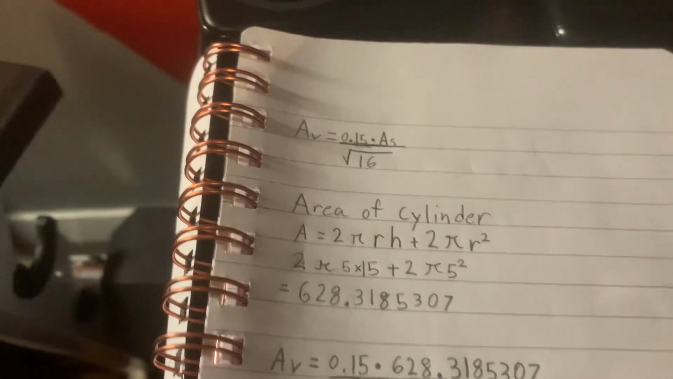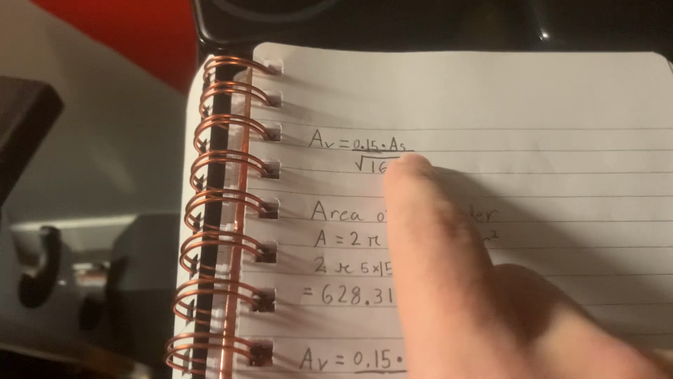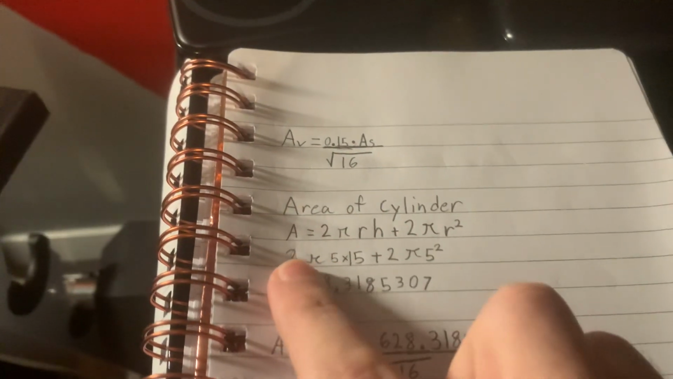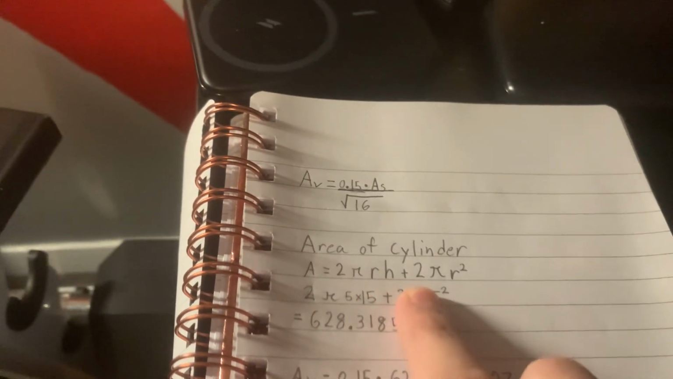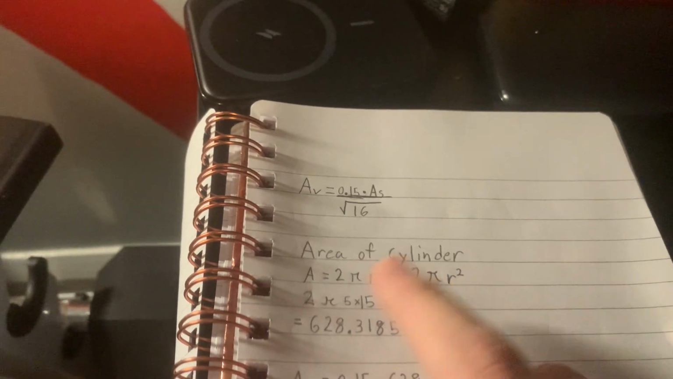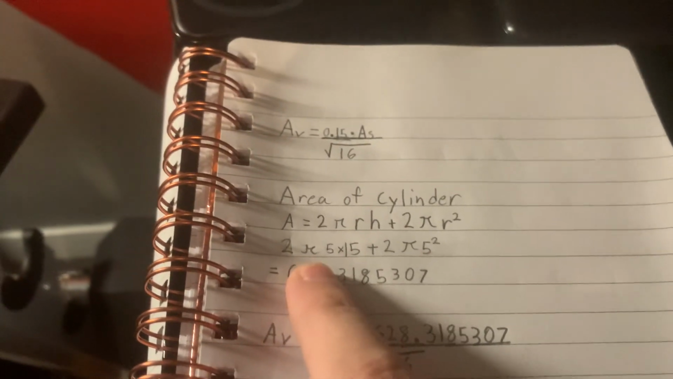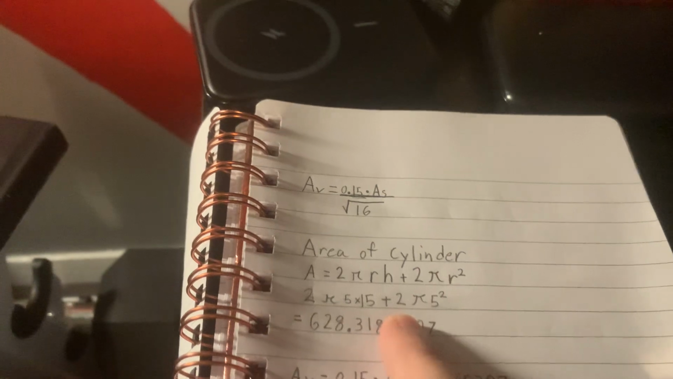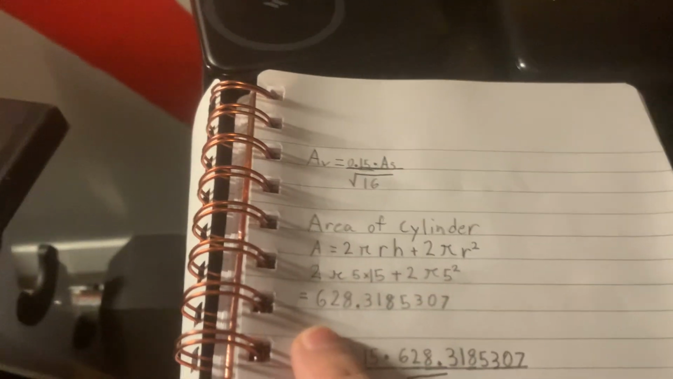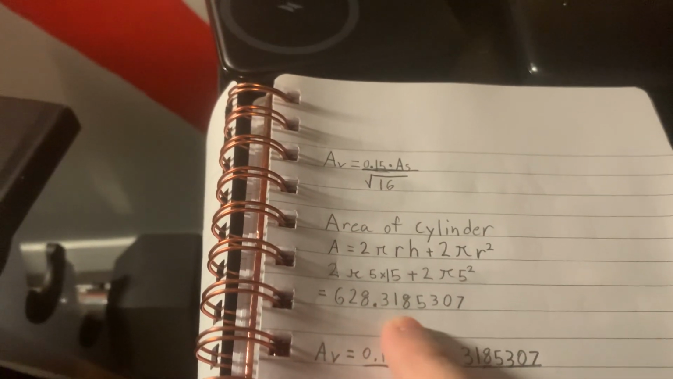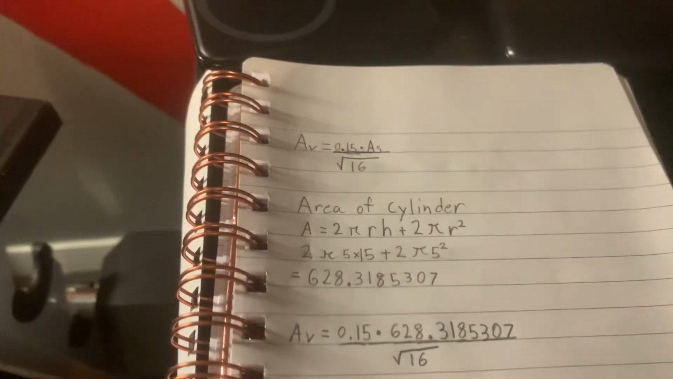All right, time for the actual math portion of this. So now that we have our equation fully decked out, we just have to solve for AS, which is the area of the cylinder, which is 2 pi times RH plus 2 pi times R squared. With R is radius, H is height, so we just put in our numbers. So we have 2 pi times 5 times 15 plus 2 pi times 5 to the power of 2. And if you put that in your calculator, you get 628.3185307.